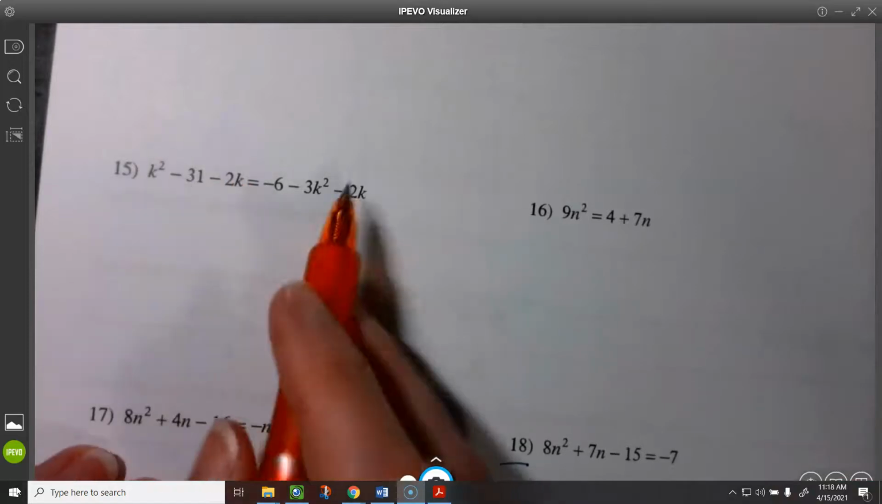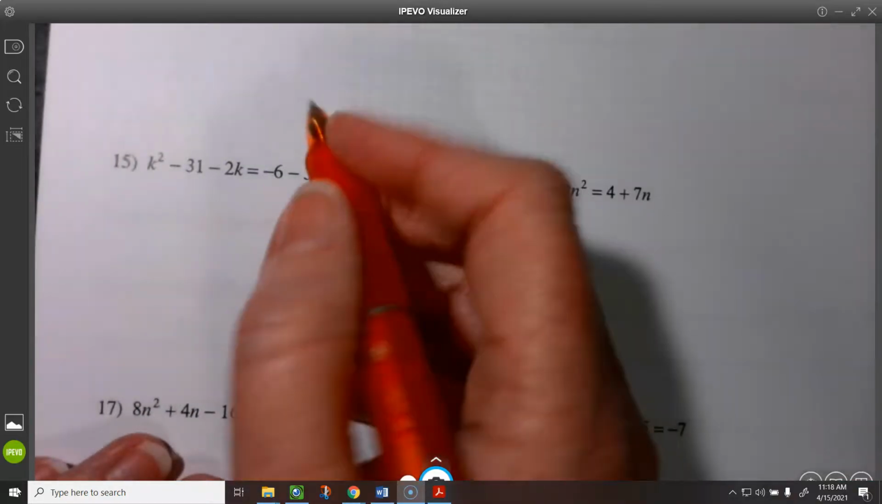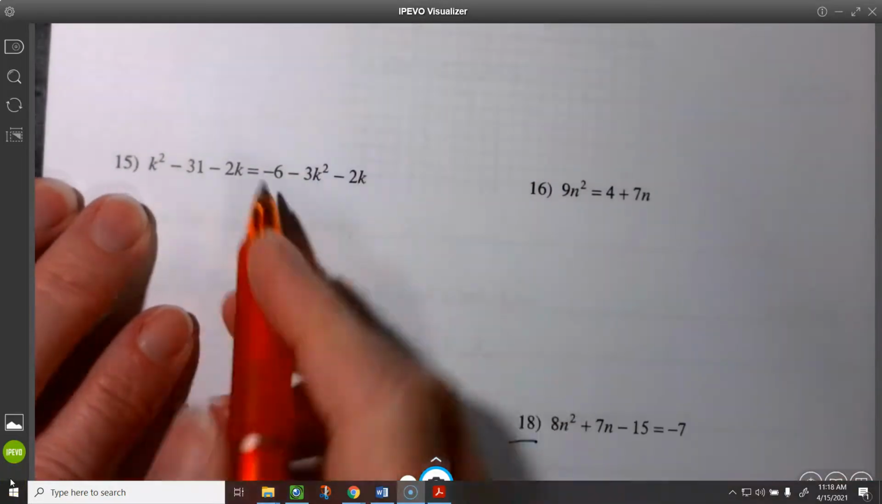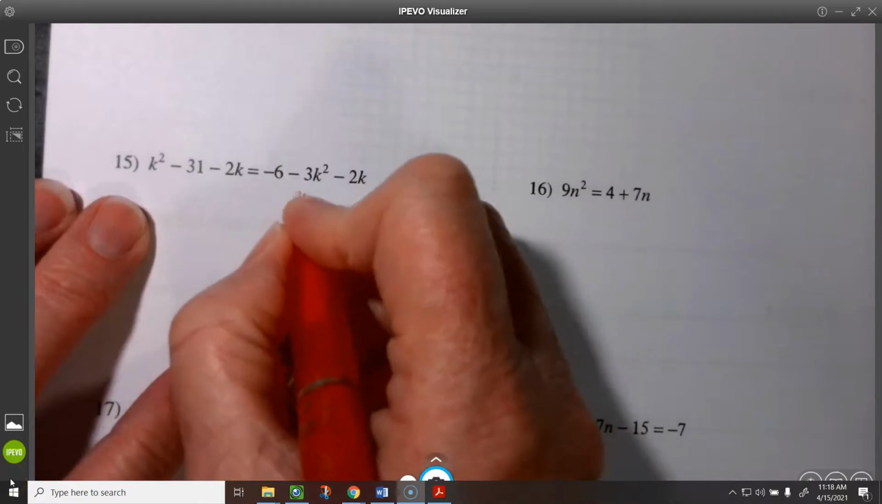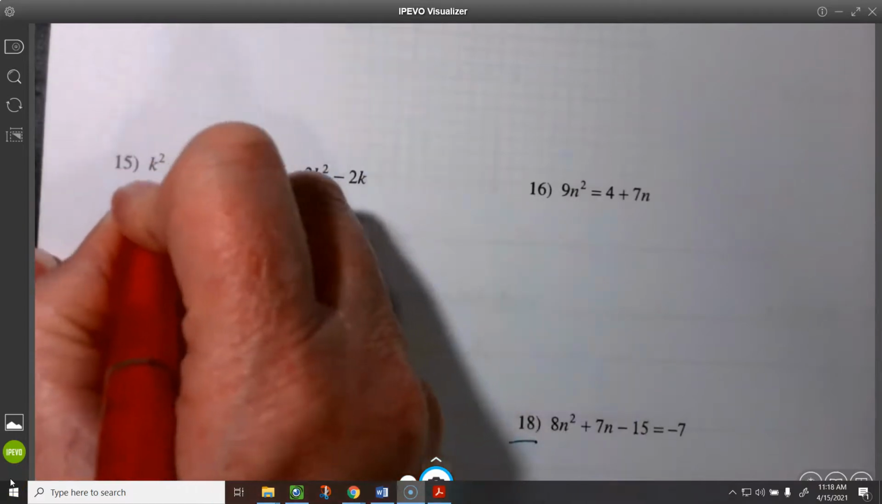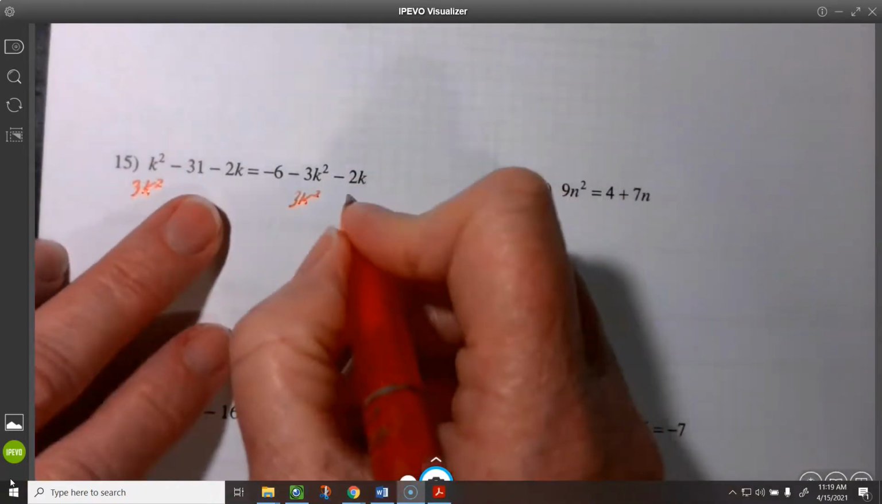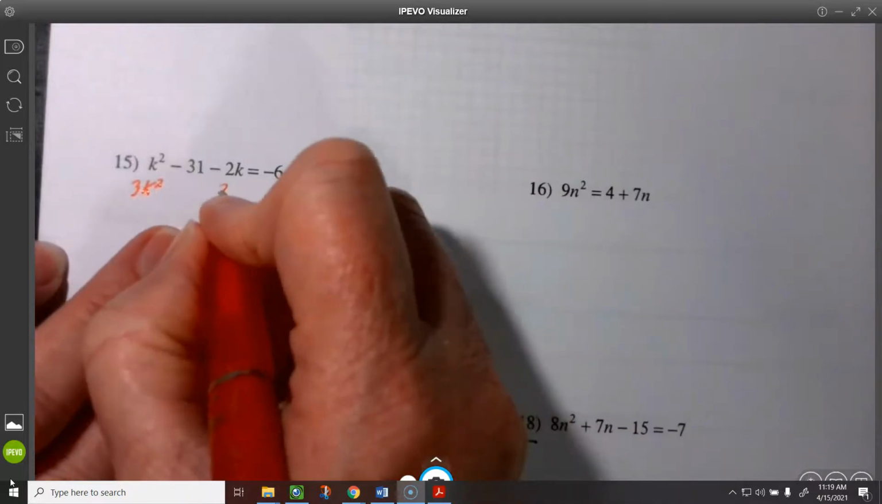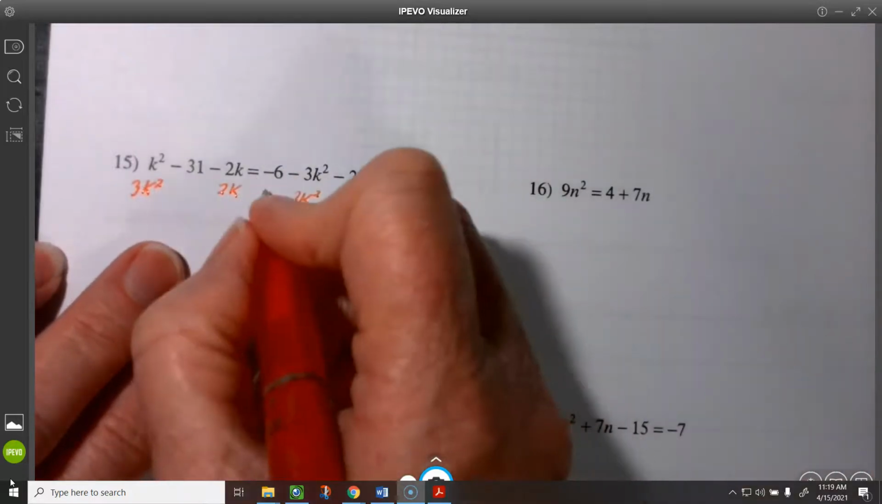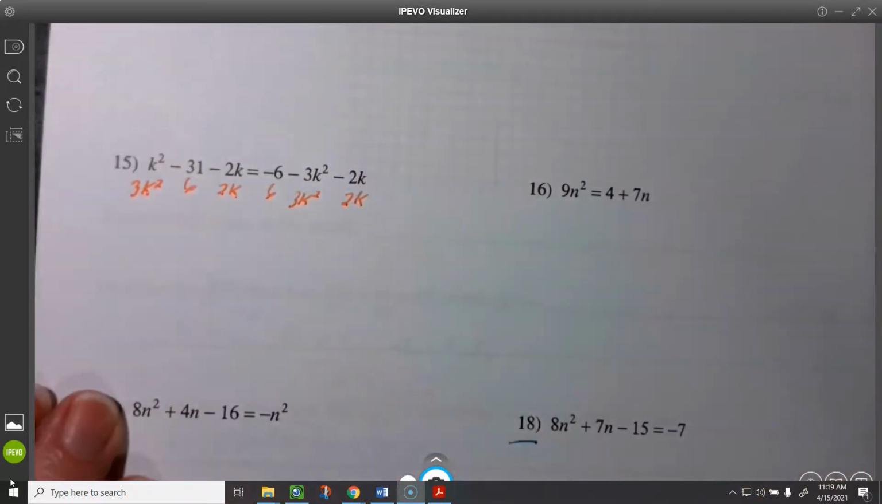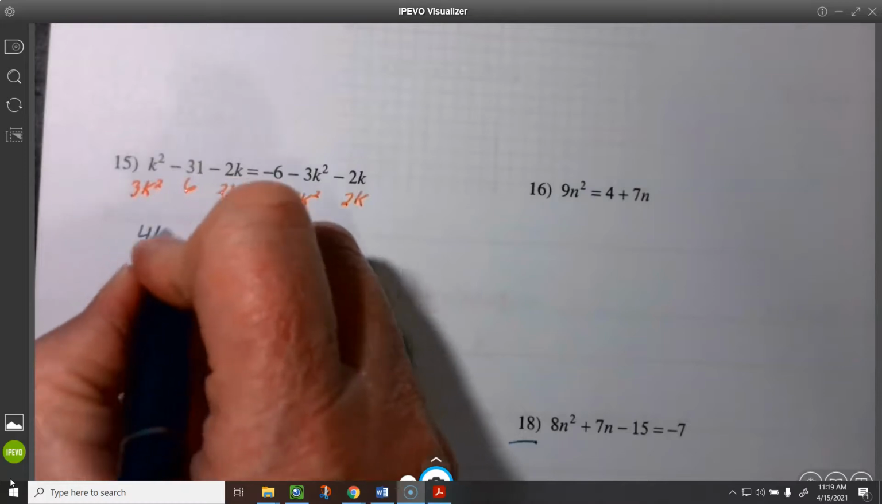Number 15 looks like it's horrible. It's not. Just move everything. So I have to get everything to one side. I'm going to move 3k squared over here. I'm going to move the 2k. I'm going to move the 6. So I end up with 4k squared.